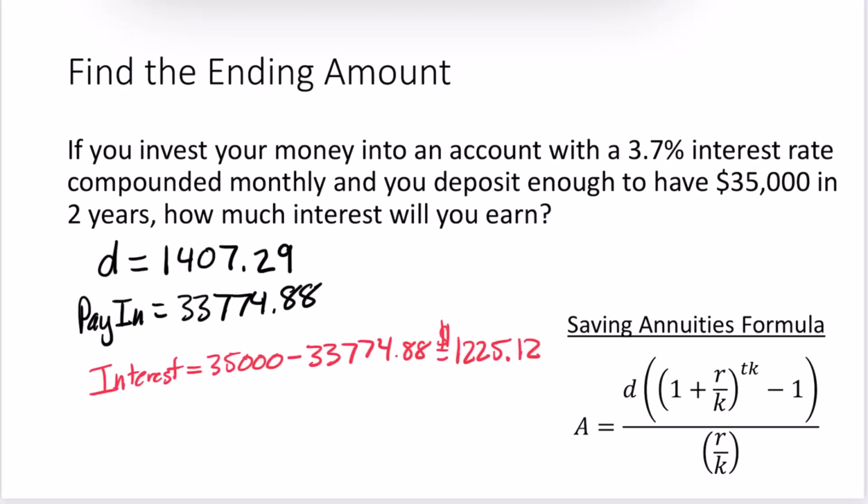Okay, so on this one, when you calculate it out, you should get a monthly deposit of $1,407.29. And then when you multiply that deposit by the number of months in 2 years, you end up with the total amount that you paid in being $33,774.88. And then to find the interest, you take your total amount that you have at the end of the 2 years and you subtract the amount that you invested over those 2 years. And that should give you an interest of $1,225.12.